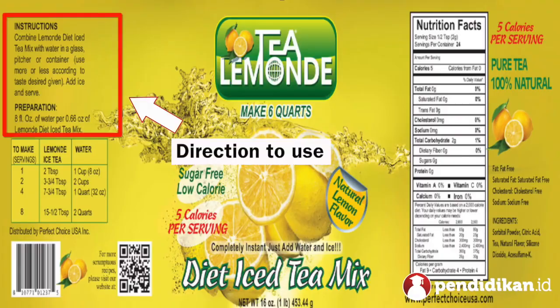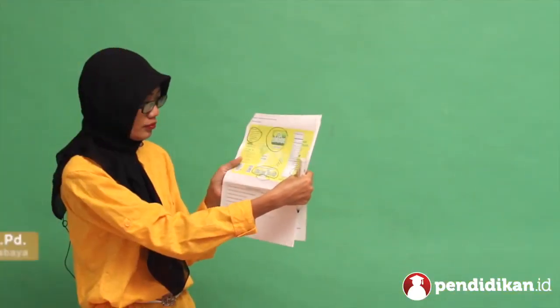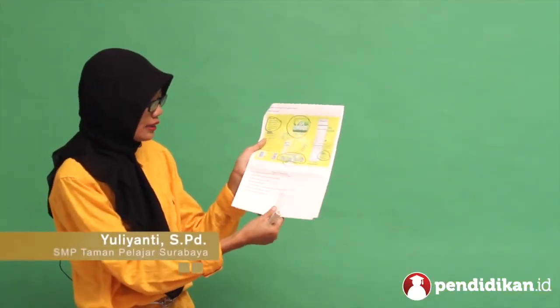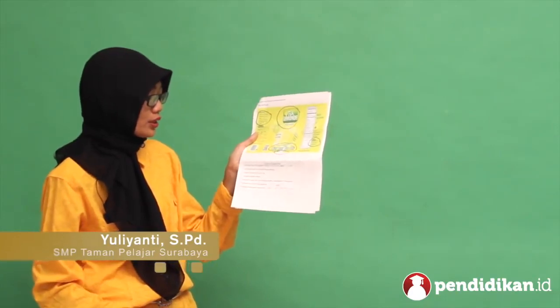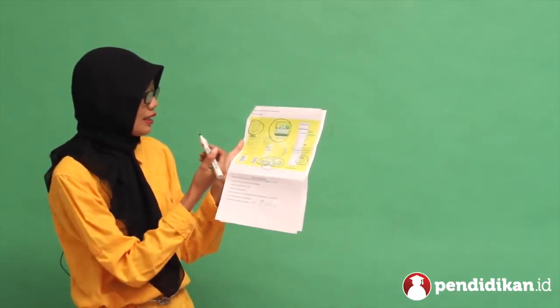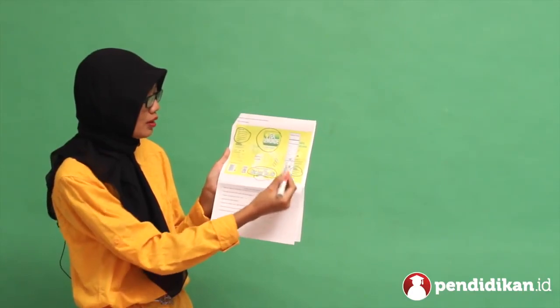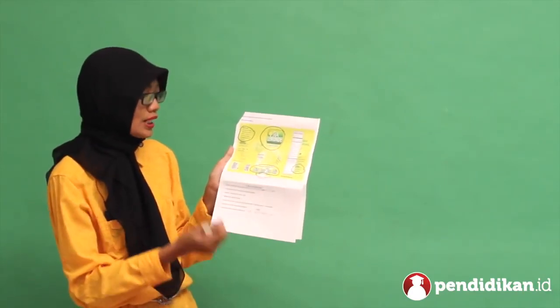This one. In this label, usually written in the words instruction and also preparation. The next one is about the direction to store. Unfortunately, in this label, the direction to store is not available. The second one, we will discuss about the medicine label.